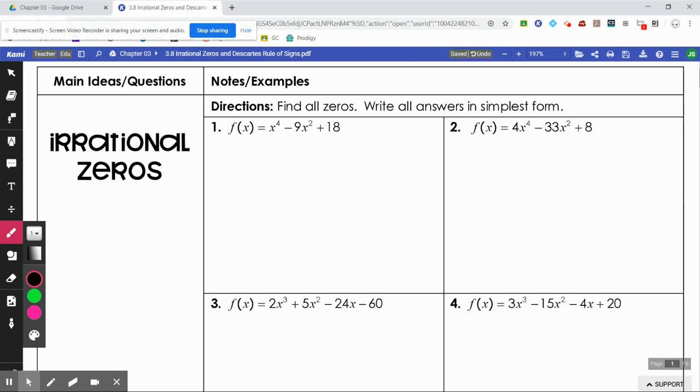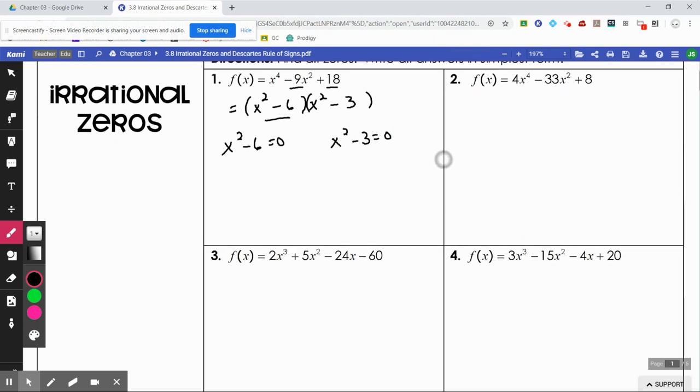So the first one, a reminder that you can factor. This is quadratic form. That'd be an x squared times an x squared, adds, multiplies would be a -6 and a -3. However, this doesn't factor again. So you could stop here and say that x squared minus 6 is equal to 0 and x squared minus 3 is equal to 0 and solve from there.